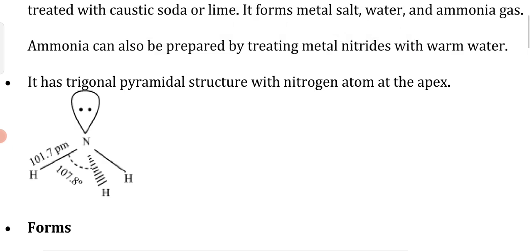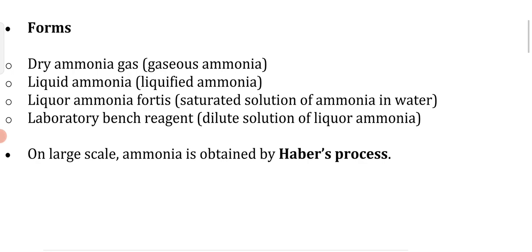Among the 4 electron pairs, one is occupied by a lone pair of electrons and 3 bond pairs are present between nitrogen and hydrogen. So due to the presence of this lone pair of electrons, the structure is trigonal pyramidal, not tetrahedral, and the hybridization of nitrogen over here is sp3. In which forms can ammonia exist? That is dry ammonia gas, liquid ammonia.